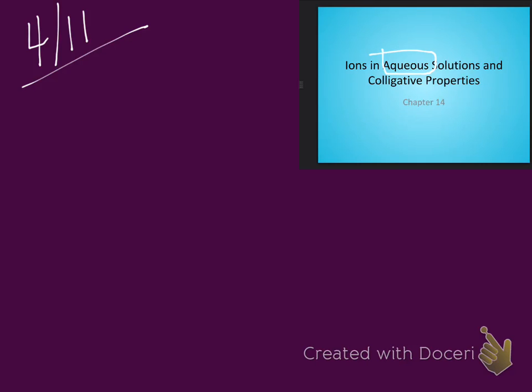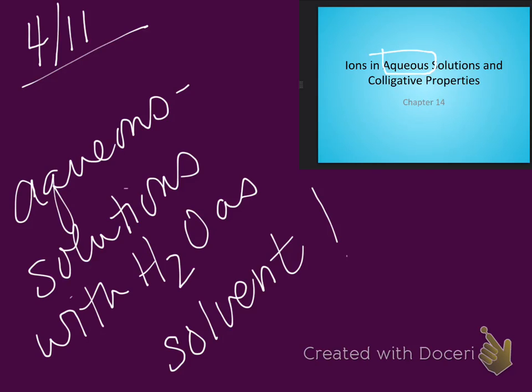That's important. Now, can we make a solution with some other liquid? We can. We don't do it very often. Water is a universal solvent. It's very good at dissolving a lot of different things. So it is very useful, and it's the thing we use most commonly to make solutions. Okay, so an aqueous solution is one with H2O as the solvent.